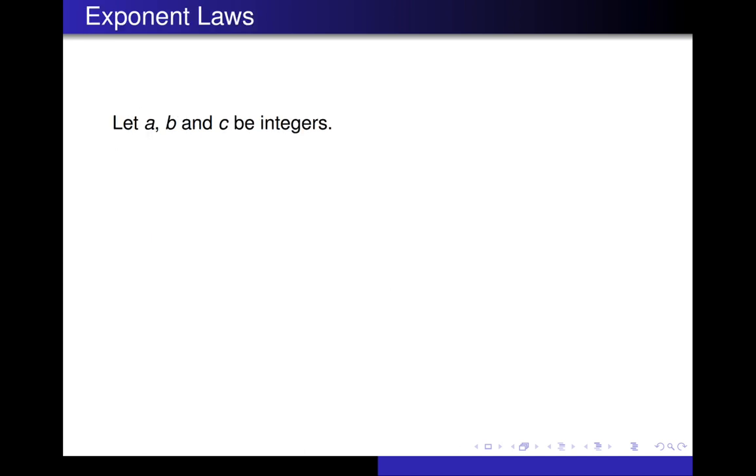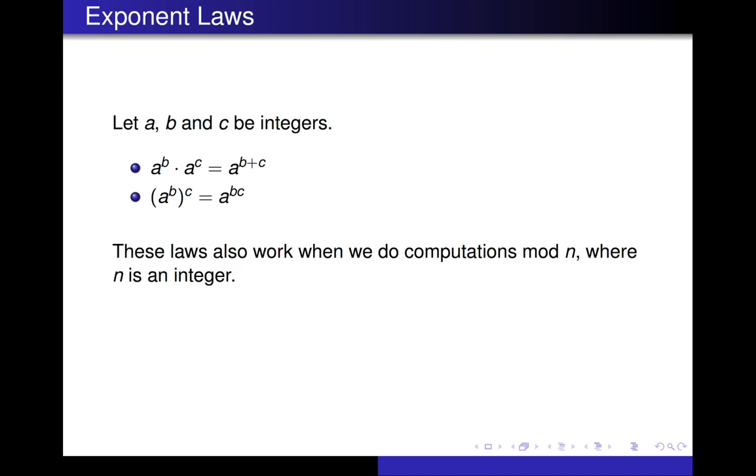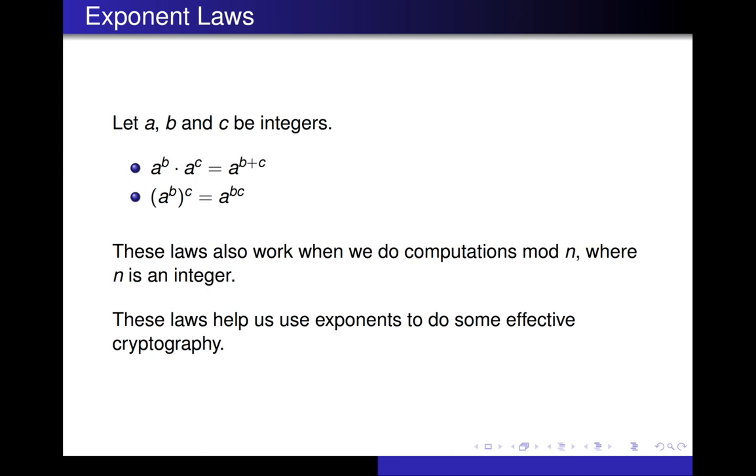All right, so to summarize those two, if you have a, b, and c that are integers, what you have is that a to the b times a to the c is equal to a to the b plus c. And if you take a to the b to the c power, then you get a to the b times c. Now, I want to note that a lot of times we are going to be doing computations mod n, where n is some integer, and these laws also work in those cases as well. And also, these laws are going to help us use exponents to do some really effective cryptography, and I'm going to give you a little taste of that here.